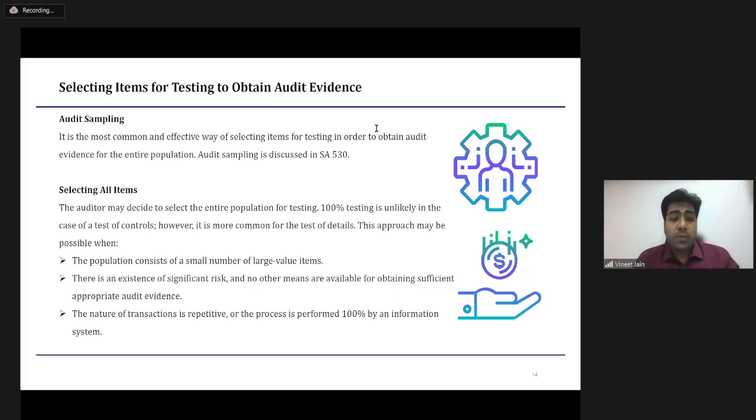The third case may be if the nature of transactions is repetitive, or there is some kind of an information system involved wherein there is no human intervention, that may make 100% testing possible. But this is not a very common way of obtaining audit evidence, because 100% testing is not always possible.